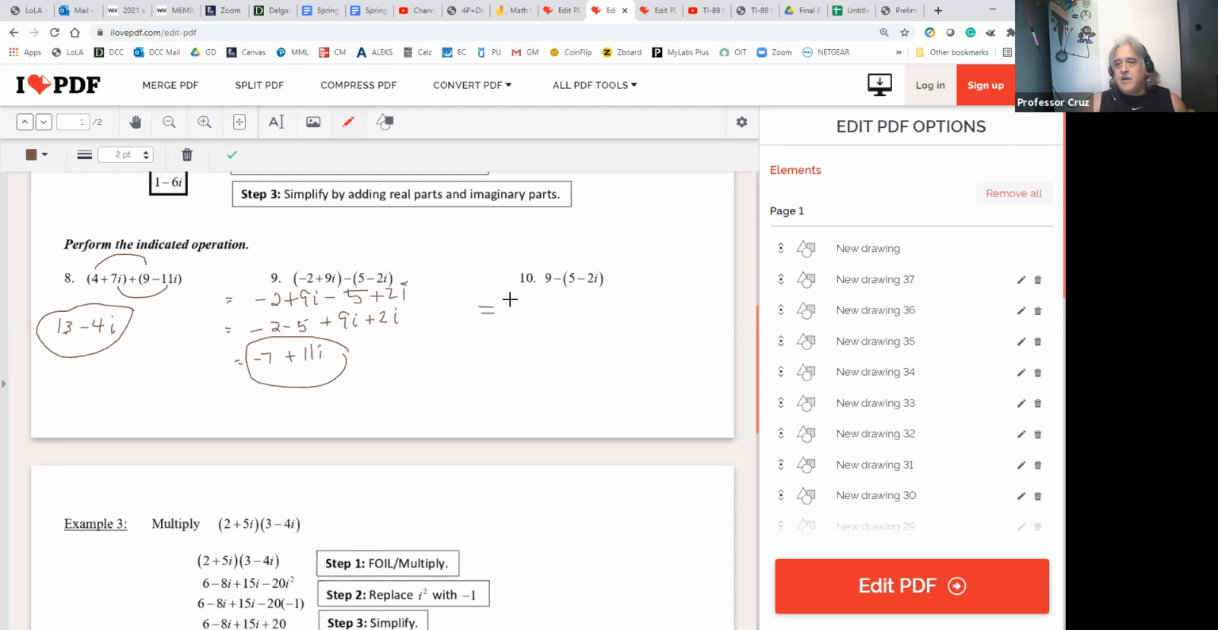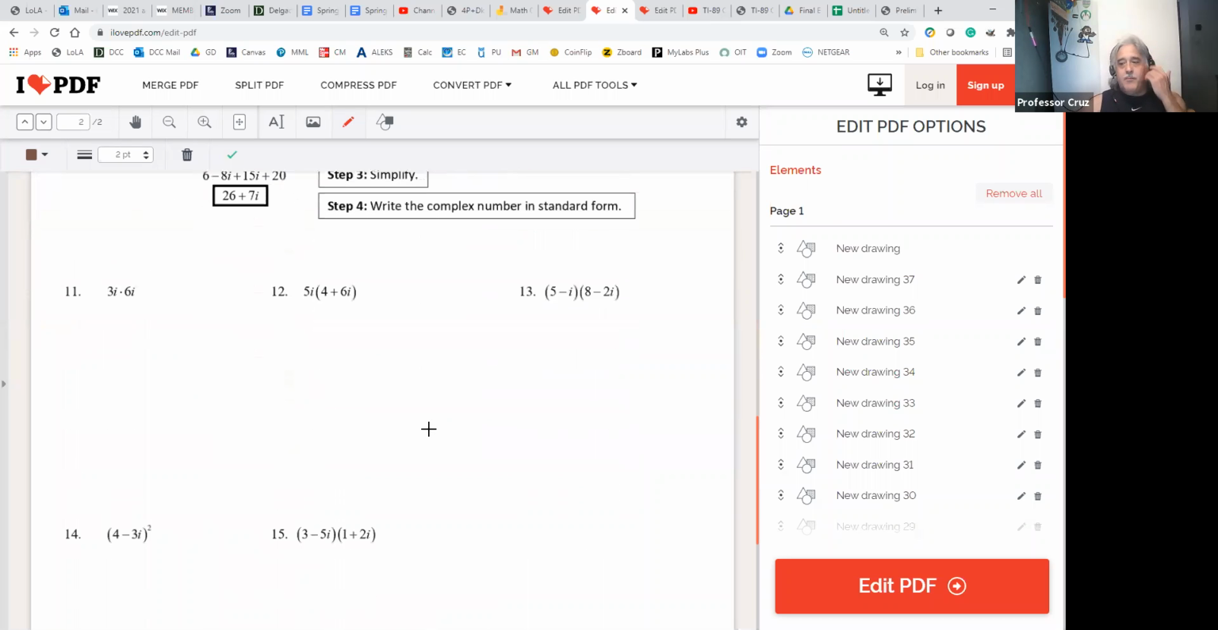So this is 9, and we're going to minus the positive 5, and minus the minus 2i, which is 2i. This time there's only one i term, so it's just 4 plus 2i. And like I said, yes, this is what they call the real, and that's what they call the imaginary part. This whole thing together is called a complex number.